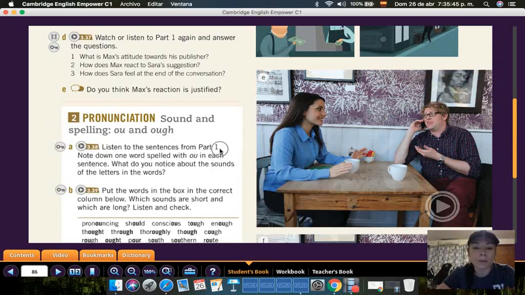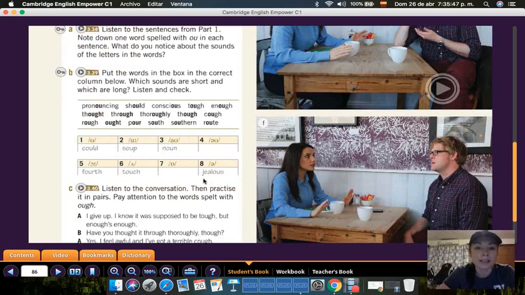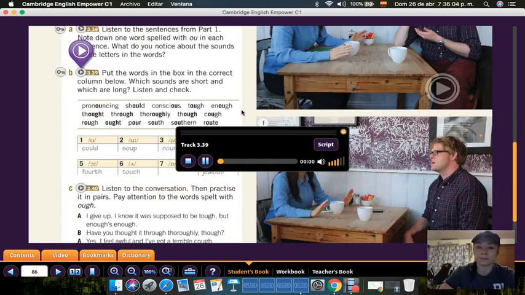Okay, now moving on. It says, put the words in the box in the correct column below. Which sounds are short and which are long? Listen and check. I'm going to play it and you're going to categorize all the words in these boxes. Okay, so listen. Track 3.39.